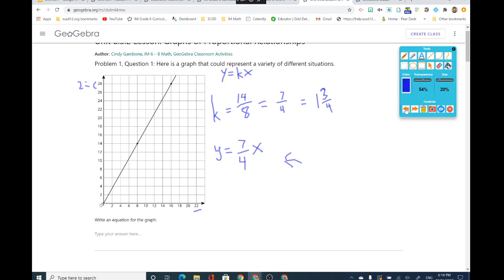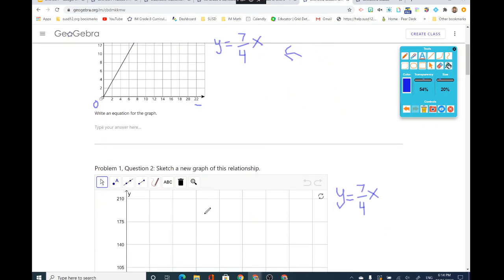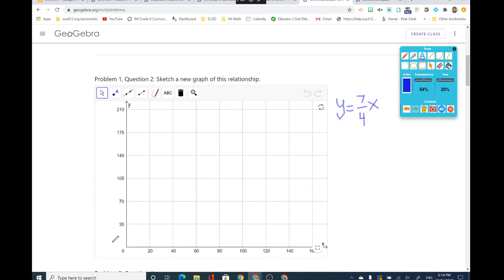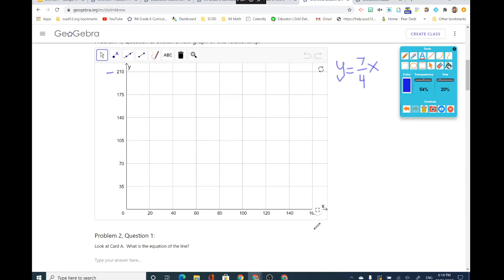The pen tablet makes a mess, doesn't it? Hold on, I'm going to do this again. Okay, the y-axis goes from 0 to 28, and the x-axis goes from 0 to 22. Now, we're going to graph the same relationship, but the scale has changed on the y-axis from 0 to 210, and on the x-axis from 0 to 160. But we are graphing the same proportional relationship. So how can we do this?